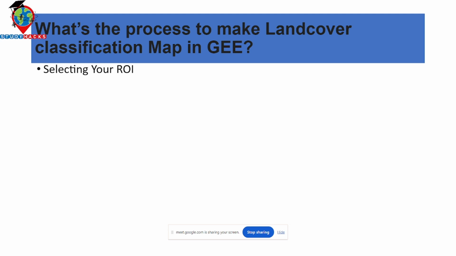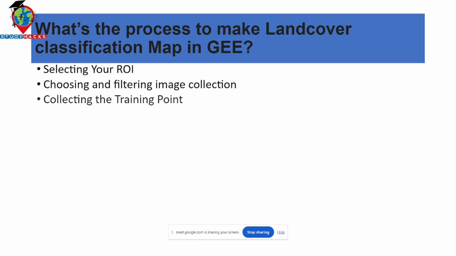Then you have to choose and filter the image collection. At this time you can choose Landsat, or Sentinel, or any satellite imagery. These are available on the Google Earth Engine platform. So you have to choose and filter your image collection, and then you have to collect the training points. So it's the third step.